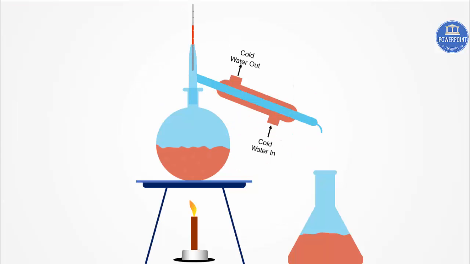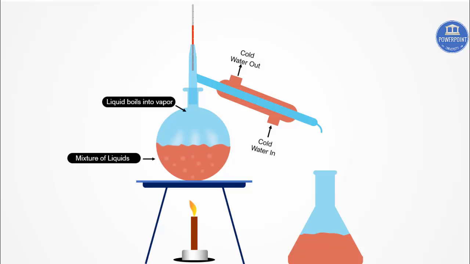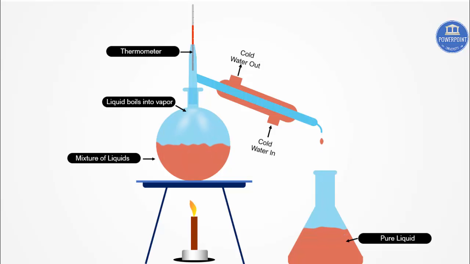And in the next slide, I have explained the distillation process. As you can see here, there is a mixture of liquids. Again, when it's heated up, it evaporates. You can see here the vapors go up, and then you'll get the fresh water, the pure liquid comes out.